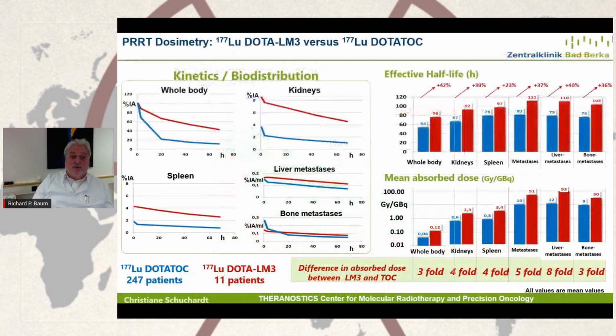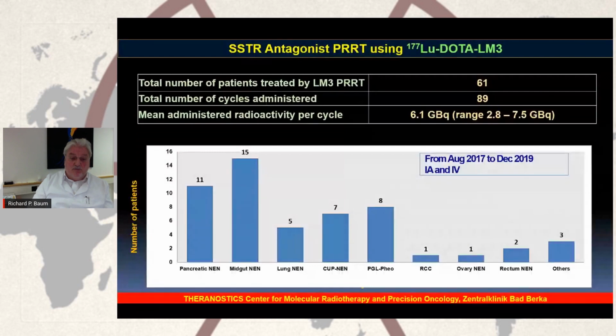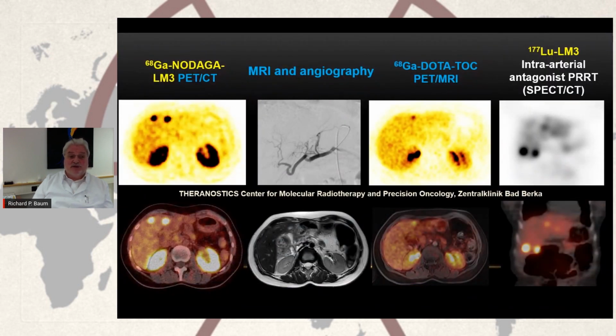And we have performed already treatment and dosimetry comparing LM3 versus DOTA-TOC. And you can see easily on the right lower side that the mean absorbed dose is up to 8-fold higher for liver metastases, and especially also for lymph node metastases. So in 61 patients, we looked at the antagonist used also intraarterially. So this is a very nice case with gallium NODAGA-LM3 PET-CT, showing very clearly liver metastases in the patient, which are hardly seen. Only one is faintly seen on the DOTA-TOC PET-MR in this study. And then under treatment intraarterially administered lutetium LM3 shows very nice uptake in the liver metastases with a SPECT-CT.